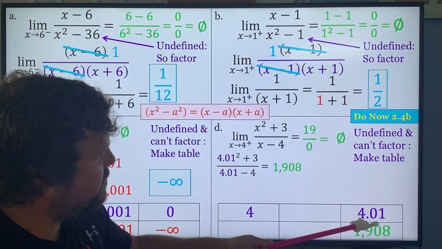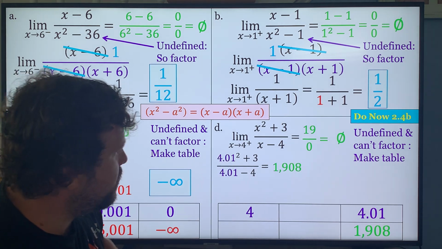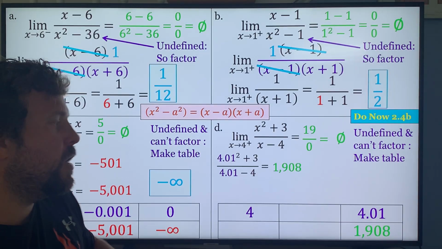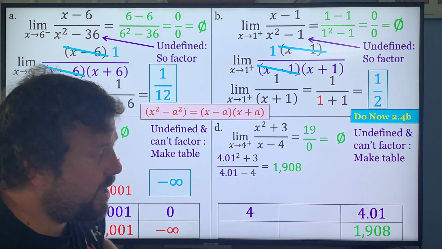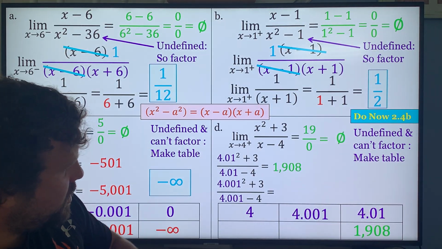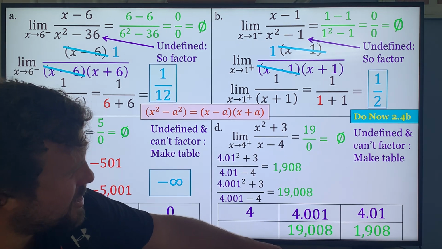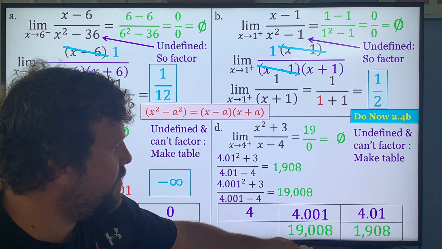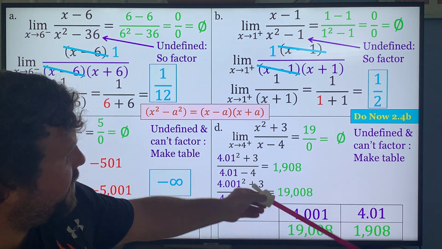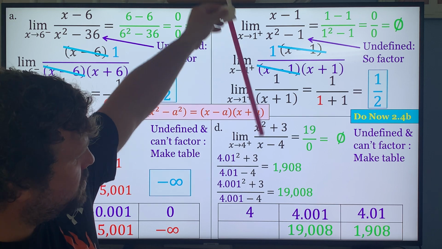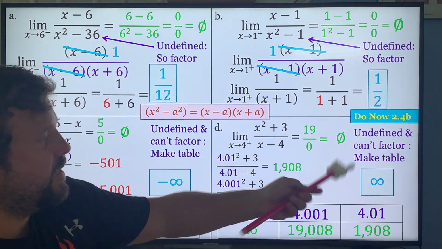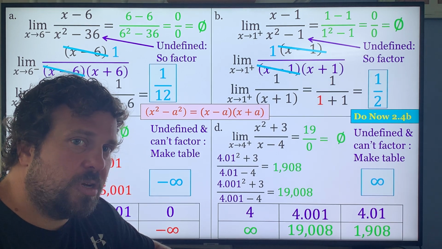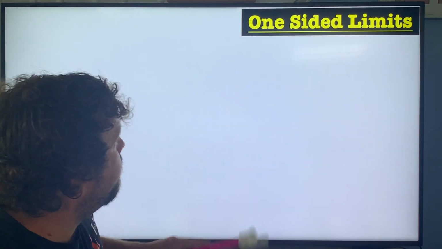So when I add 100, open parentheses, 4.01 squared plus 3, close parentheses, divided by open parentheses, 4.01 minus 4, close parentheses, you get 1,908. 4.001, you get 19,008. Then you get probably 190,008, 1.9 million and 8. And our graph is going up into positive infinity. Good. Awesome. All right, one-sided limits.